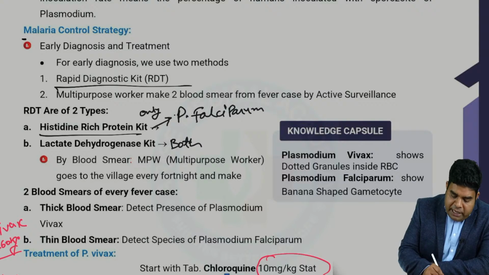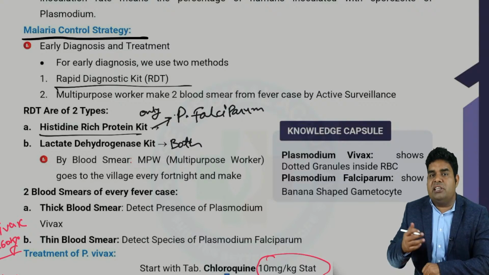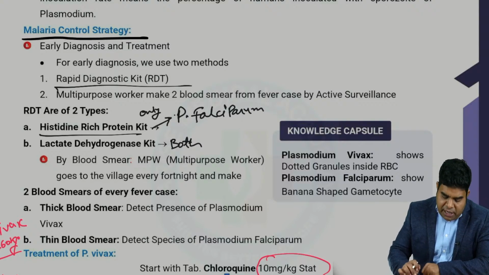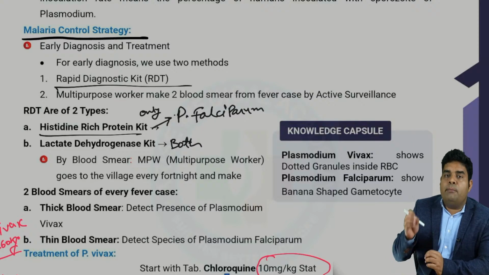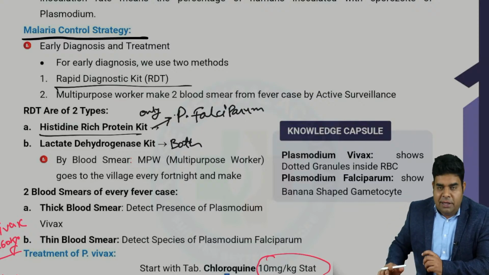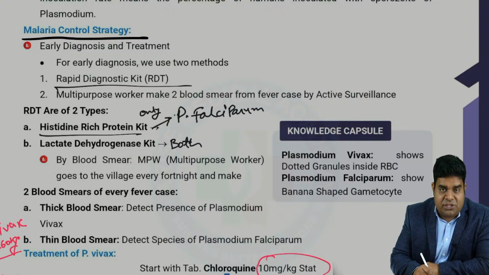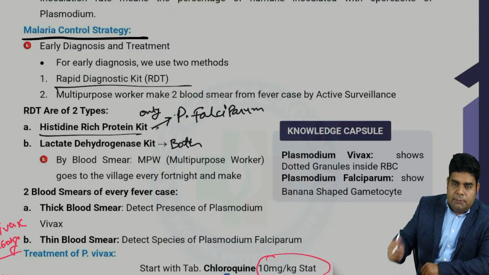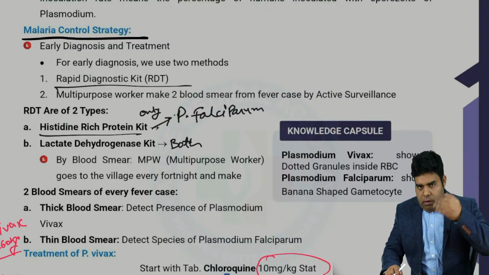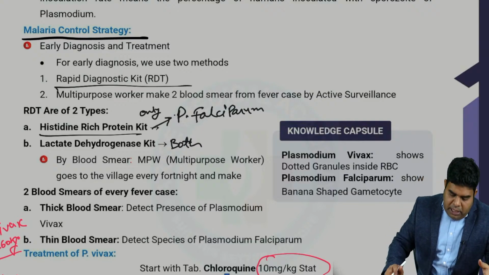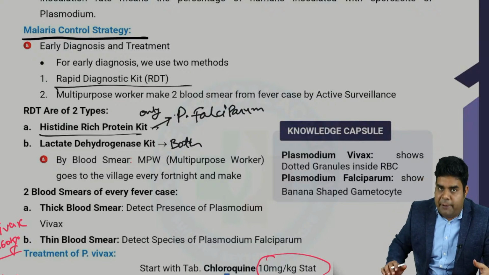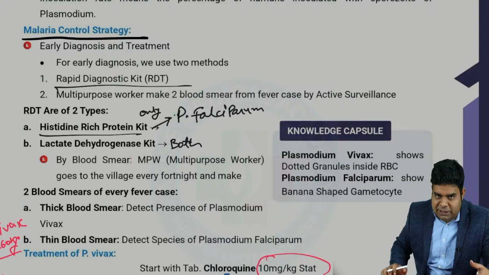Now let's talk about malaria control strategy. What is the best strategy for malaria control? Best strategy is don't let the mosquito get birth. Vector control is the best strategy. But they ask a lot of questions from early diagnosis or treatment also. So let's start it with early diagnosis.